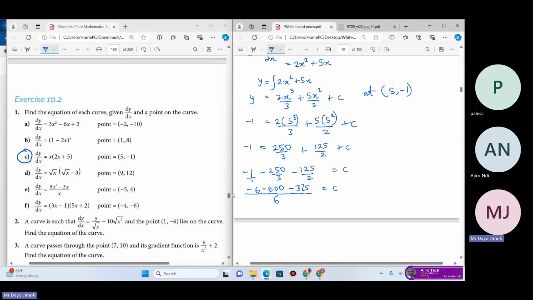So C will become minus 500 minus 375 is minus 875. Then minus 6 will become minus 881. So minus 881 over 6. I can leave it like this because 6 cannot divide 881 without giving a remainder. So leave it like that. Therefore, y becomes 2x cubed over 3 plus 5x squared over 2 minus 881 over 6. That will be our final answer.